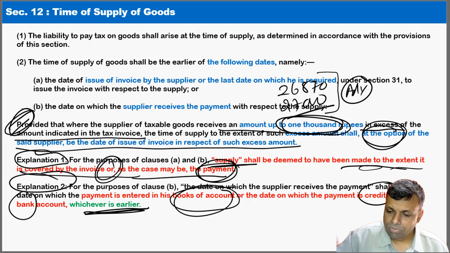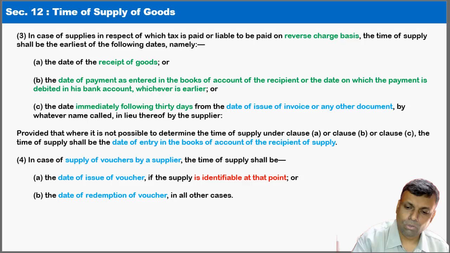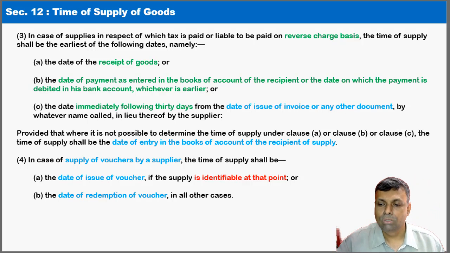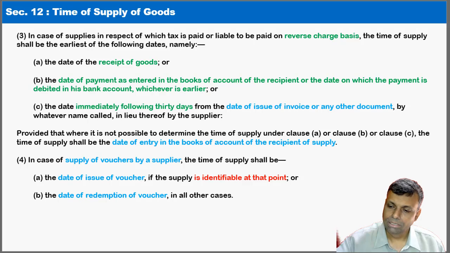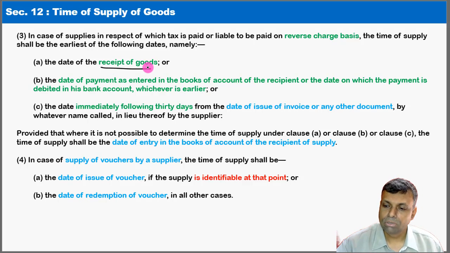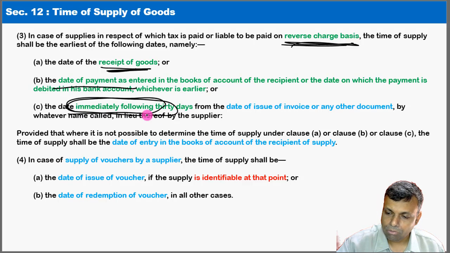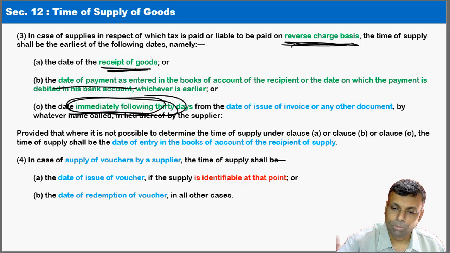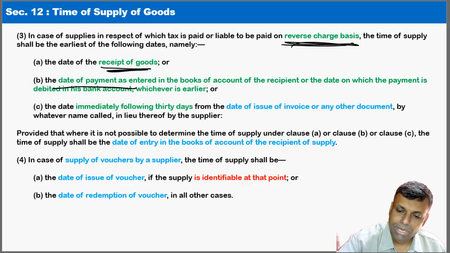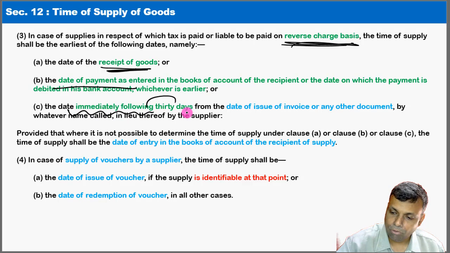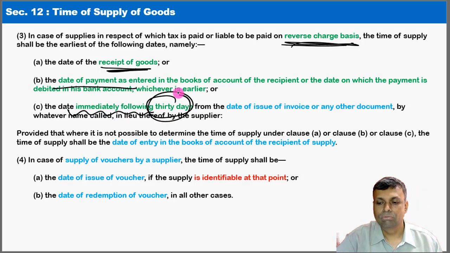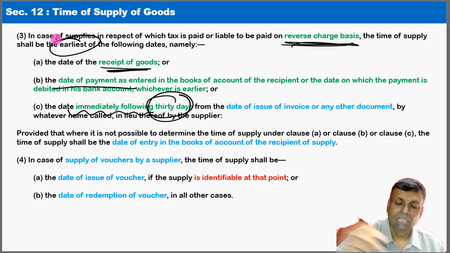Now, in relation to the forward charge, I already told you that it is on a particular date. Receipt of goods, this is your forward charge. Reverse charge: this is in respect of your reverse charge, the receipt of goods, the date of the payment as entered, or the date immediately following. And here also this is very good MCQ material: the date immediately following 31st day. All these dates are whichever is earlier. So don't forget the standard theme of this section, that the time is whichever is earliest.